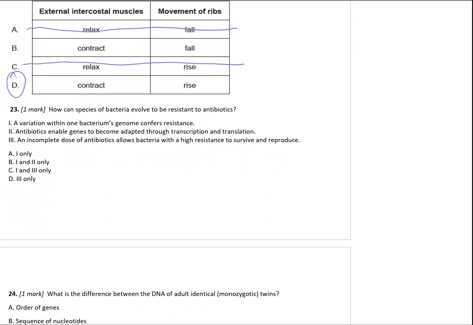Okay, 23. How can species of bacteria evolve to be resistant to antibiotics? So you've got a variation within the bacteria's genome, yes. Antibiotics enable the genes to become adapted, no. And an incomplete dose of antibiotics allows bacteria to survive and reproduce, correct. So we're looking for 1 and 3, so it is C.